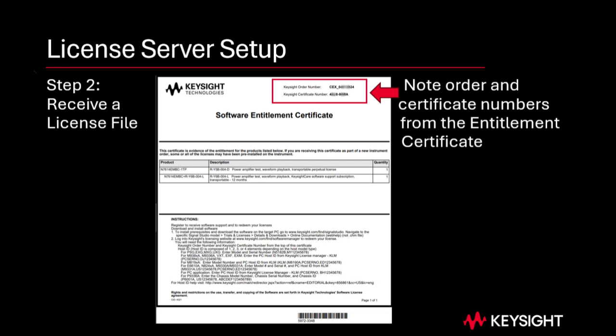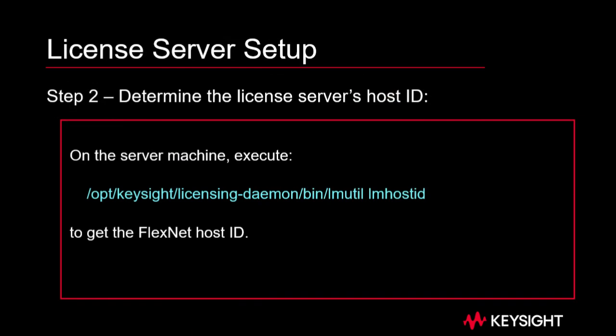Step 2. Receive a license file. If you have ordered a licensed Keysight product, you'll receive, typically by email, an entitlement certificate. Note the order number and certificate number. Determine the license server's host ID in this way. On the server machine, execute /opt/keysight/licensing-daemon/bin/lmutil lmhostid.